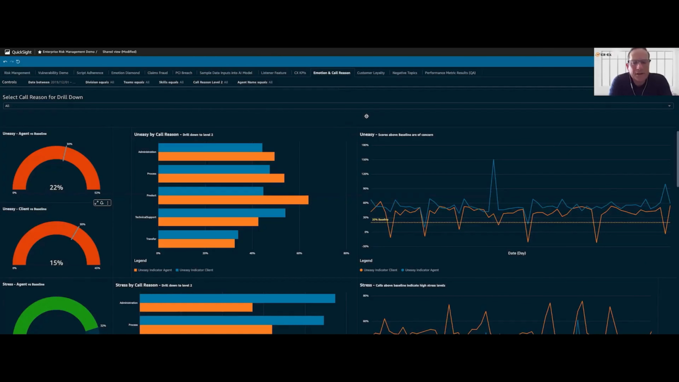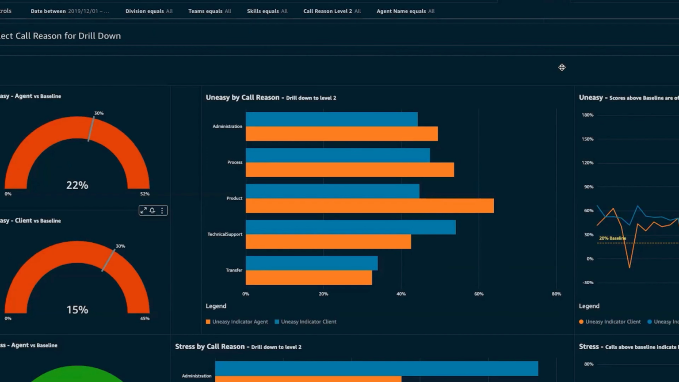As we mentioned, there are 16 different emotions that we analyze either at a summary level, i.e. at the end of the call, i.e. this call was the agent or the customer was stressed across the whole call, or we also do it at a segment level, which means every 1 or 2 seconds, we're able to understand what human emotions are being expressed throughout the phone call. This example of uneasiness, in this one, a client had 5 different call reasons: administration, process, product, technical support, and transfers.